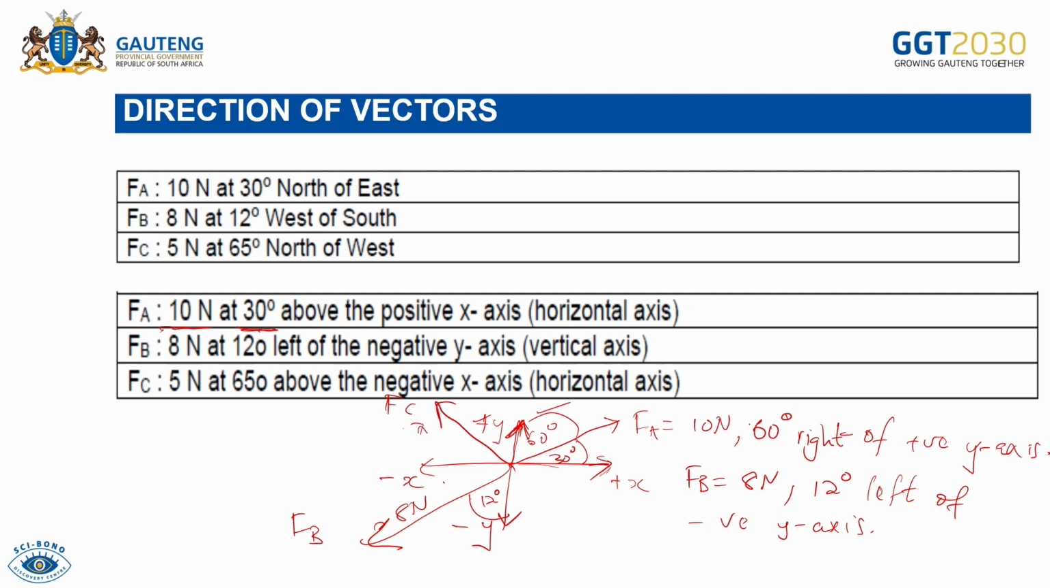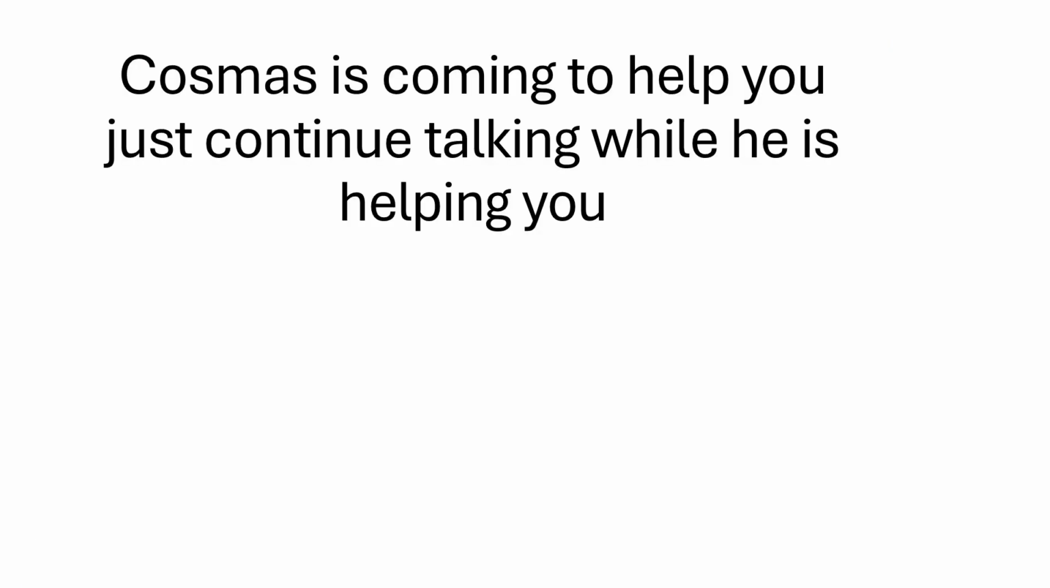The last one is FC with a magnitude of 5 newtons. So my FC will be what? What is the magnitude? 5 newtons. The angle given here is 65. So it's going to be at an angle of 65 degrees. Remember, you're using left, right for the vertical axis, and above or below for the horizontal axis. So here it will be 65 degrees above.